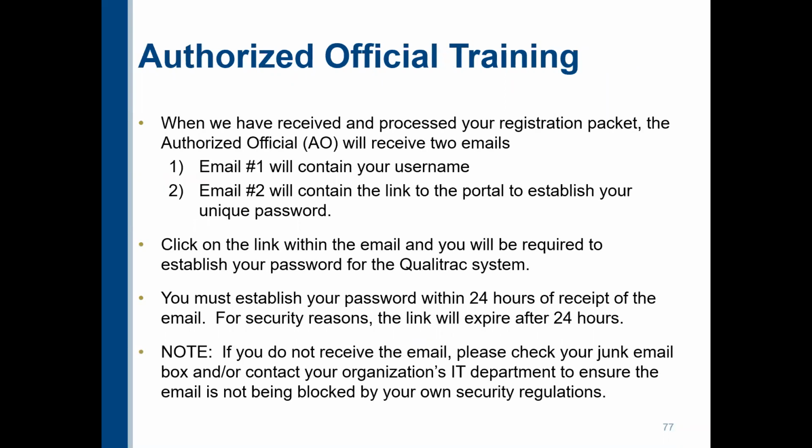Once we've received and processed your registration packet, the authorized official, or what we refer to as the AO, will receive 2 emails. The first one will contain your username, and the second one will give you the link to the portal so you can establish your unique password just like any other user in the system. Again, you'll want to click on the link in the email to establish your password within Qualitrac, and you need to establish that within 24 hours of receipt because the link will expire. And again, if you are expecting that email but do not receive it, please check your junk email or contact your IT department to ensure it's not being blocked.